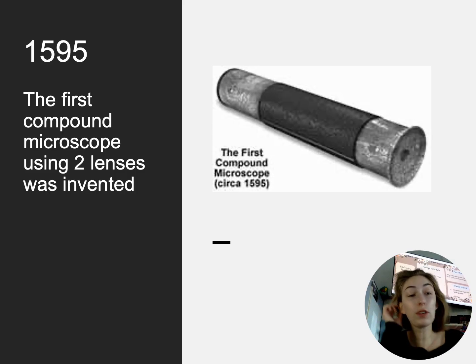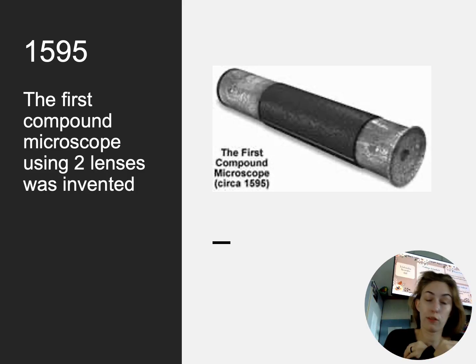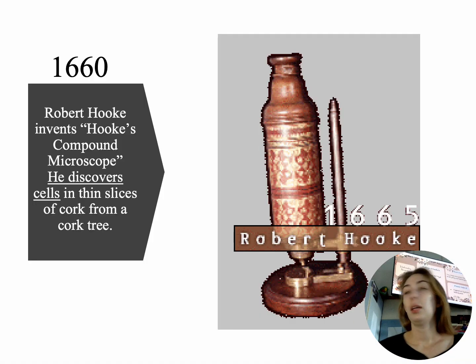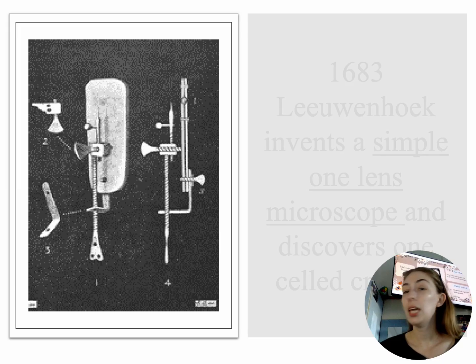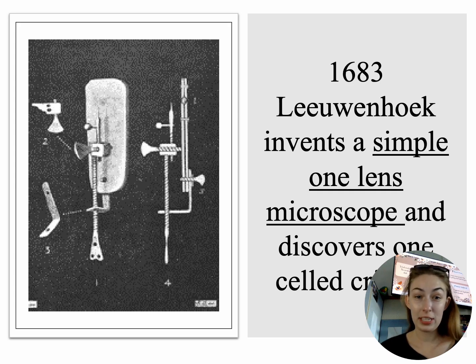1595 was when the first compound microscope was made, and that means it was using 2 lenses. So instead of just one glass that you're looking through, having those 2 lenses allows for a closer focus of different organisms. And then in 1660, Robert Hooke invented what's known as Hooke's compound microscope. With that, he discovered cells, those little tiny cells on a cork. In 1683, Leeuwenhoek invented a very simple 1-lens microscope, and that's when he discovered those little single-celled critters he called animalcules.